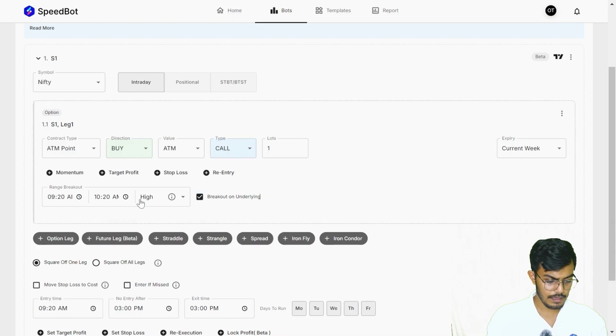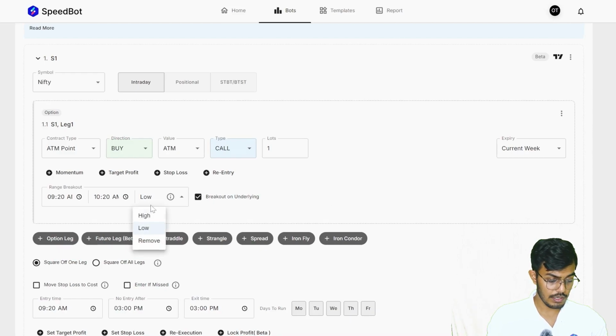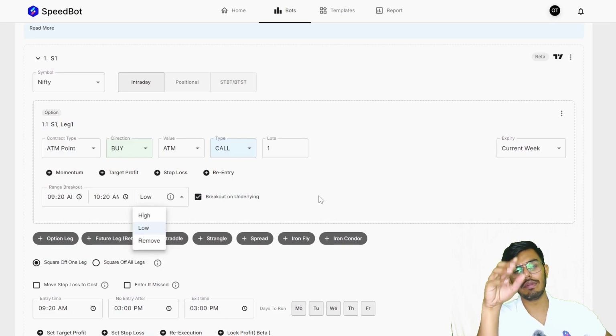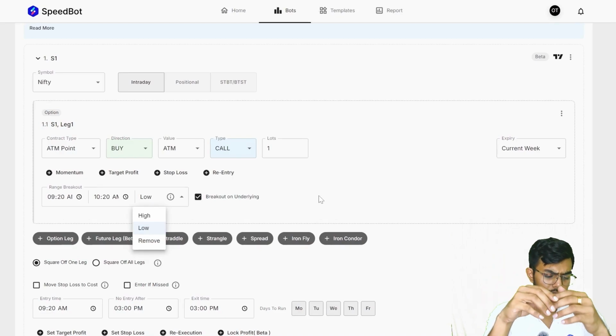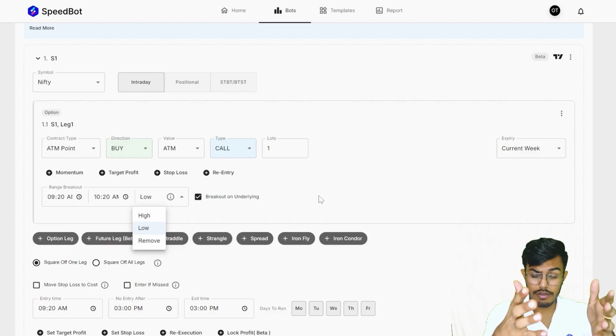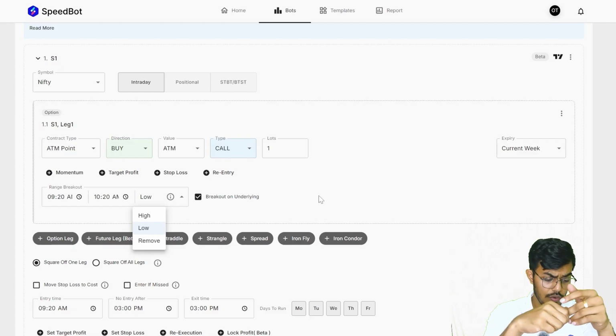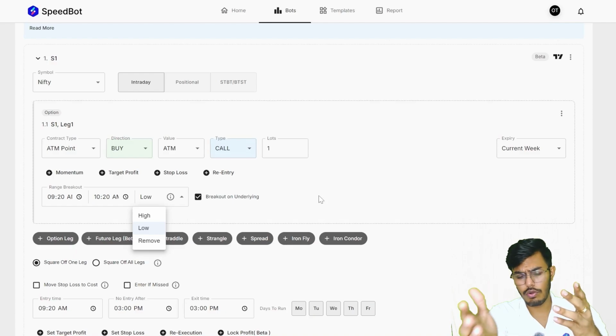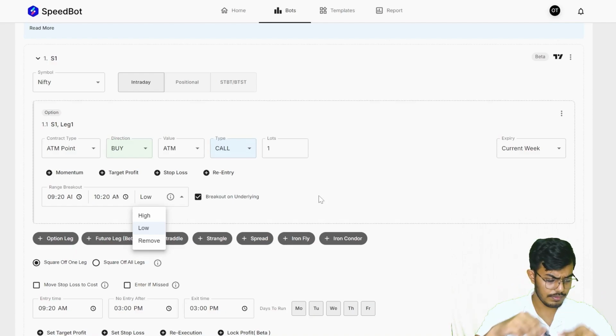All right. Likewise, if I were to select the low of the candle, that is the lowest low value between 9:20 till 10:20, then I'll be able to create such conditions as well. So I hope now you'll be able to create some range breakout bots.